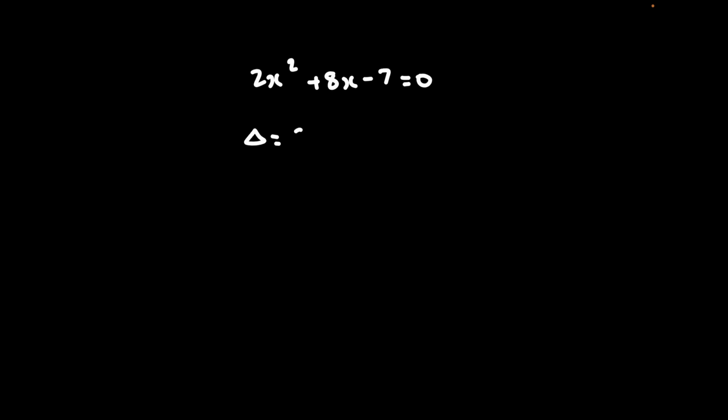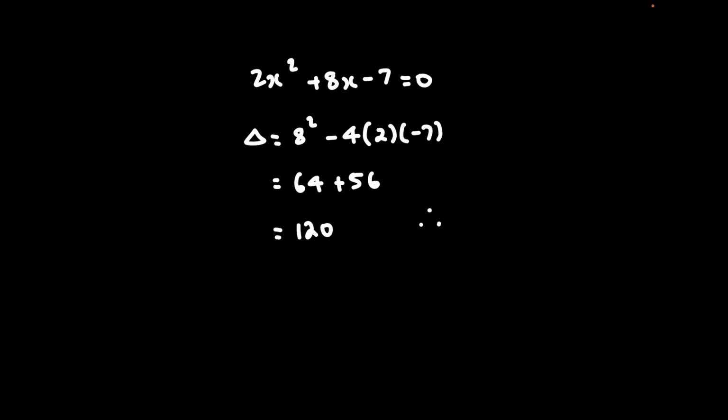Discriminant, that's equal to 8 squared minus 4 times 2 times minus 7. This is the same as 64 minus 8 times minus 7, which is just minus 56. So minus minus 56 is the same as plus 56. This is the same as 120. Therefore, because your discriminant is more than 0, you will have two solutions.